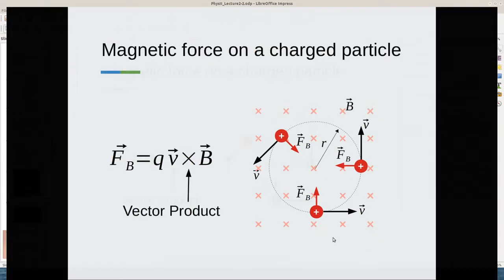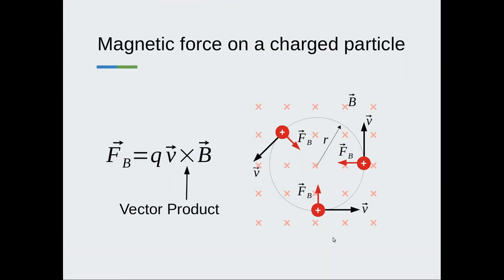And this is the law: the magnetic force on a charged particle. We just focus on the positively charged particle now, but the negative one works exactly the same way, but in the opposite direction. This is our charge. It depends on the velocity of our charge. This is huge. It depends on the velocity, not the acceleration. And this is the magnetic field.